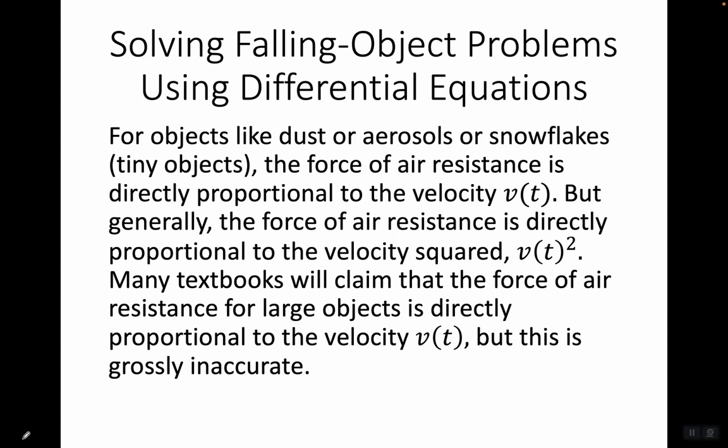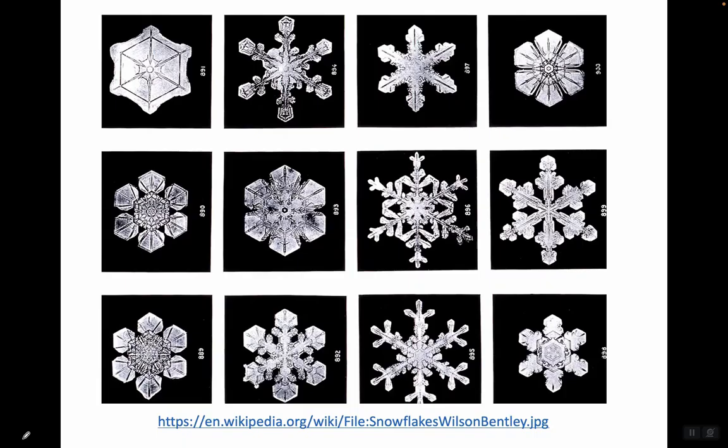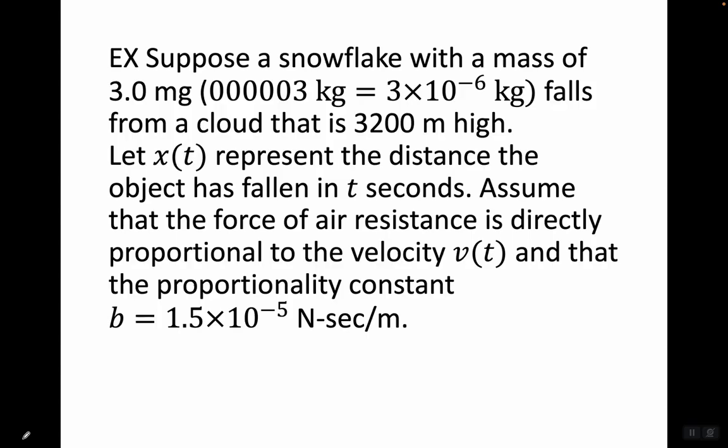Many textbooks will claim that the force of air resistance for large objects is directly proportional to the velocity v of t, but this is grossly inaccurate. That's according to an interesting article by Lyle Long and Howard Weiss, The Velocity Dependence of Aerodynamic Drag, a primer for mathematicians. So I'm going to focus on snow because it would be unrealistic to assume that the force of air resistance is directly proportional to the velocity if we're dealing with huge objects like a baseball or a buffalo or whatever.